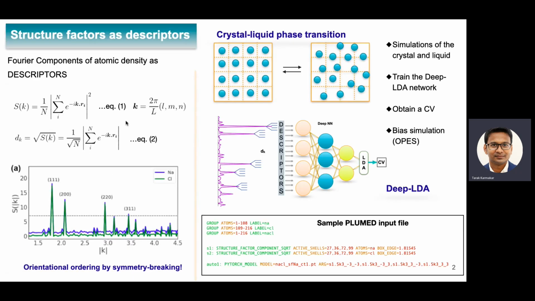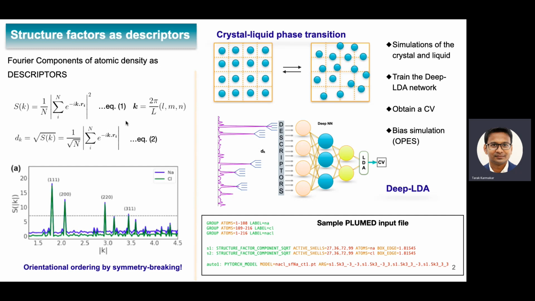Over the years, a plethora of collective variables have been developed for the study of crystallization. Our approach is based on an interesting property of a crystal, the structure factor. The full three-dimensional structure factor is defined in equation 1, where N is the number of particles, k is the scattering vector, and r_i are the atoms' positions.